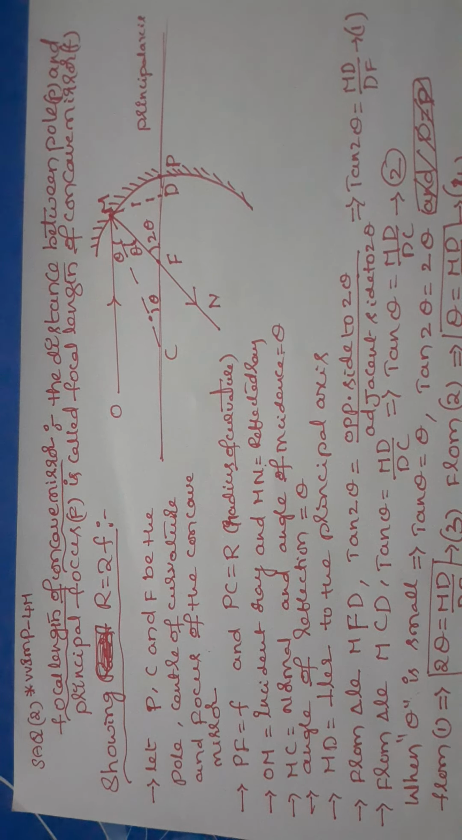So in this class we are going to learn an important question in ray optics in the physics intermediate second year. 4 marks important, short answer question number 2. The question is: what is the focal length of a concave mirror, and also derive the relation between radius of curvature and focal length of the concave mirror, that is, the radius of curvature of a concave mirror is equal to double the focal length. This we are going to derive.